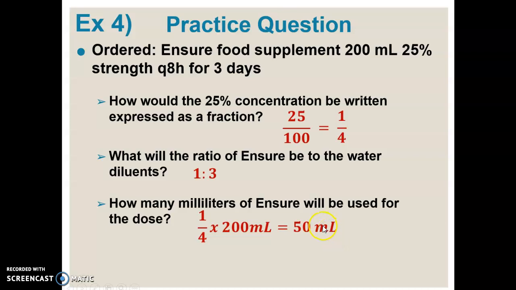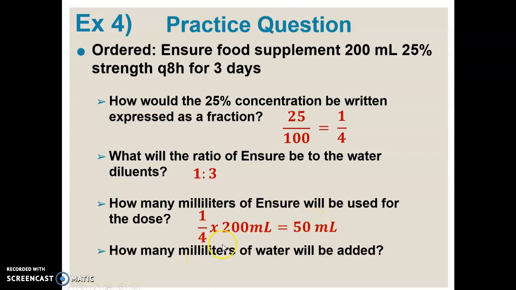Last question wants to know how many milliliters of water should be added. We're going to add 50 milliliters of Ensure to their glass, and then we also need to add in the water to dilute it down. So how many milliliters of water? Well, remember there was 200 total. That was our order, to give 200 milliliters total. And we've already used 50 milliliters up with the Ensure, so that's only going to leave me with 150 milliliters of water.